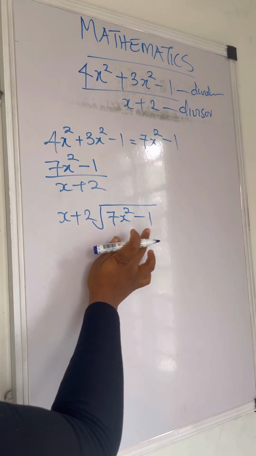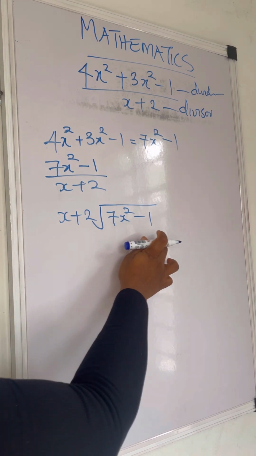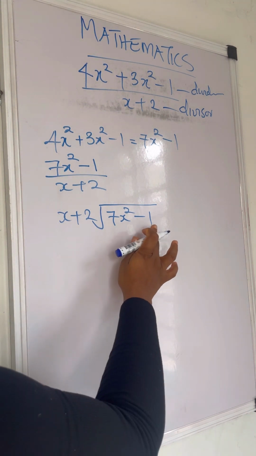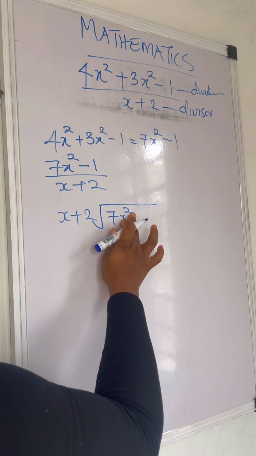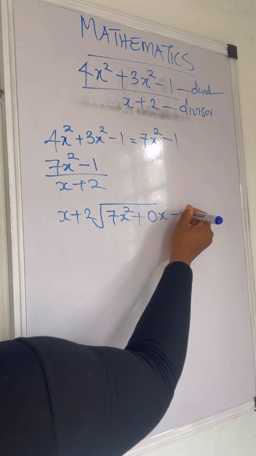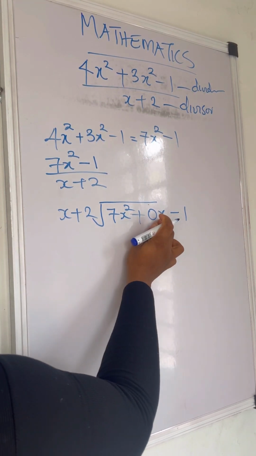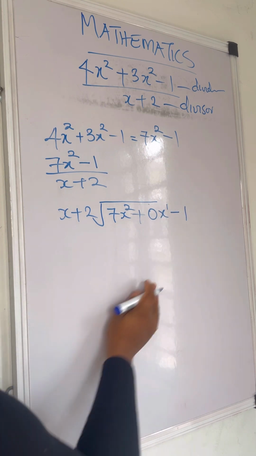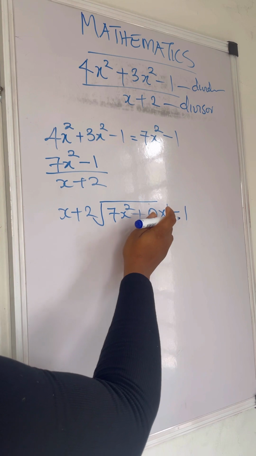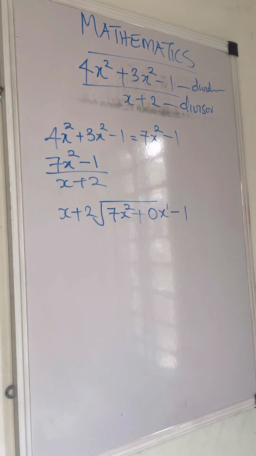So you see that this dividend is not balanced. This is a quadratic expression, so it should be balanced. So in order to balance it, we're going to add plus 0x, then we bring that minus 1 back. This 0x, we can say there's an invisible one here. This 0x is the same thing as having nothing here, because 0 times x is 0.